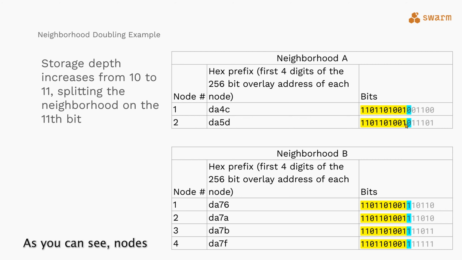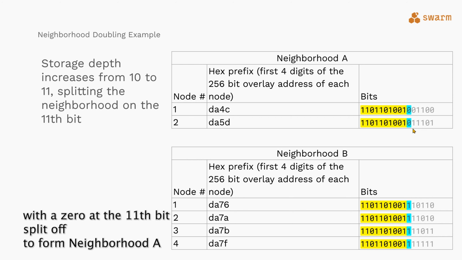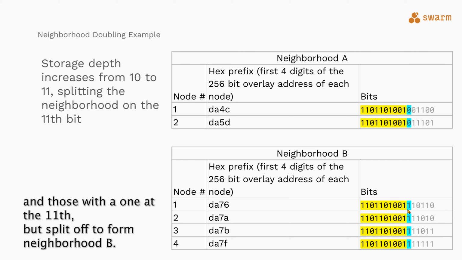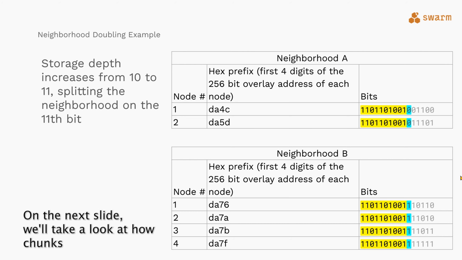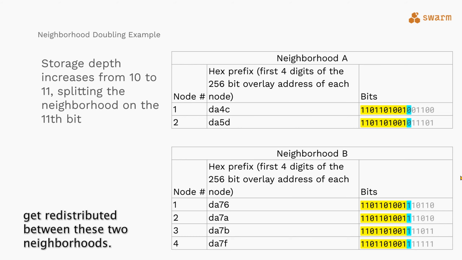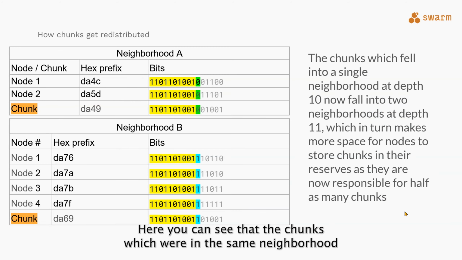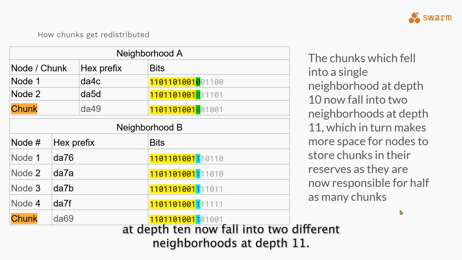As you can see, nodes with a 0 at the 11th bit split off to form neighborhood A, and those with a 1 at the 11th bit split off to form neighborhood B. On the next slide, we'll take a look at how chunks get redistributed between these two neighborhoods. Here you can see that the chunks which were in the same neighborhood at depth 10 now fall into two different neighborhoods at depth 11.